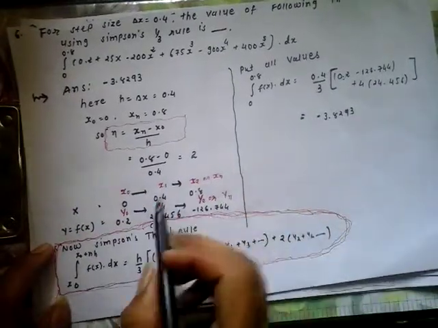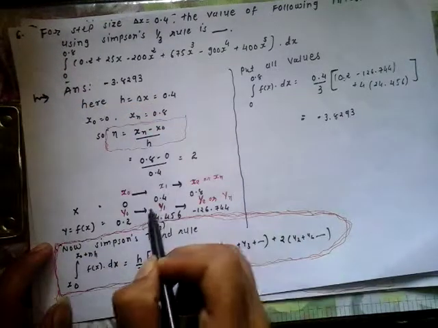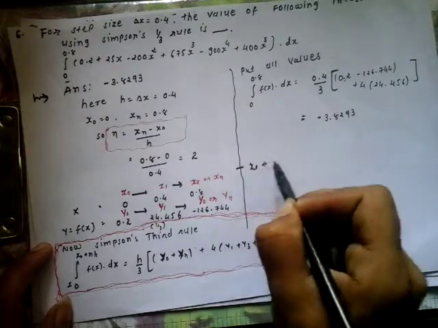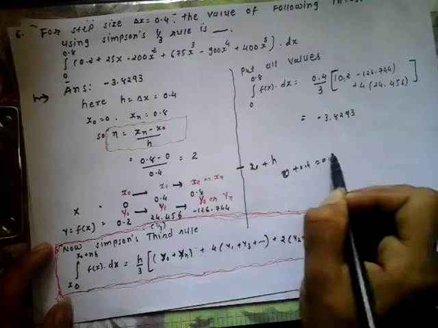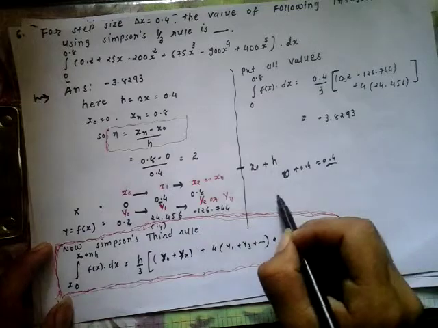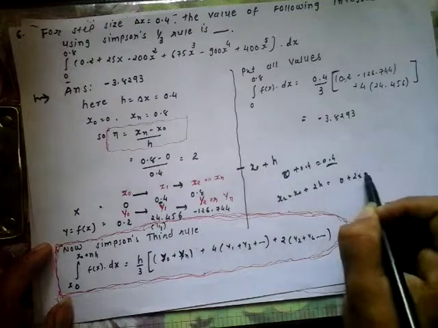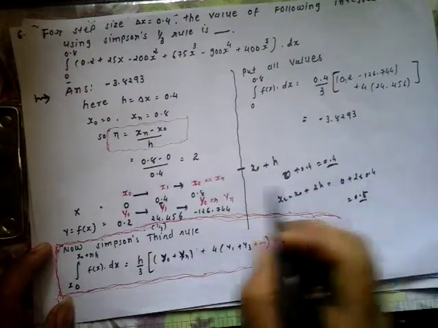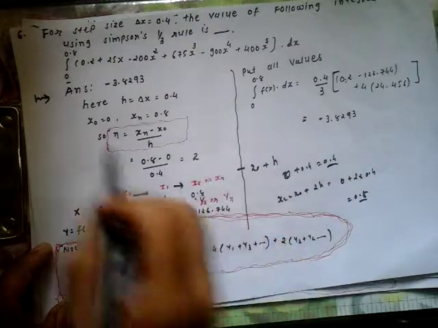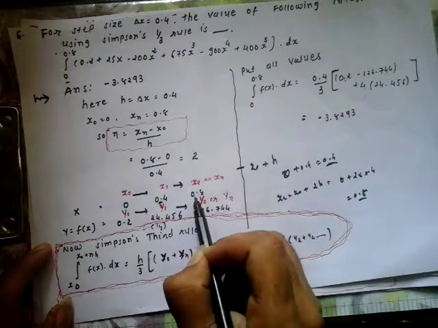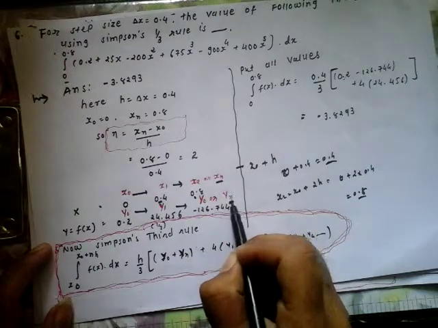And now we have x0 is 0, x1 is x0 plus h. So x0 which is 0 plus 0.4 is equal to 0.4. Got it? Same as x2 is equal to x0 plus 2h. So 0 plus 2 into 0.4 is equal to 0.8. Got it? So likewise we can find x0, x1, x2, but here the last end point is 0.8. So here we have to stop. Also the last point is said to be xn, and for y it is yn.